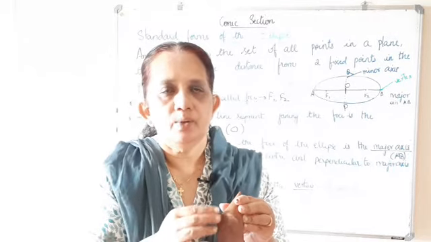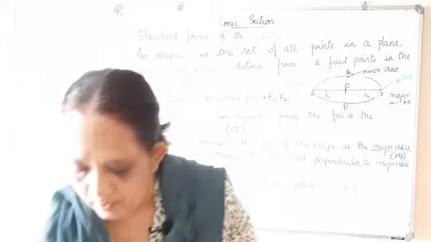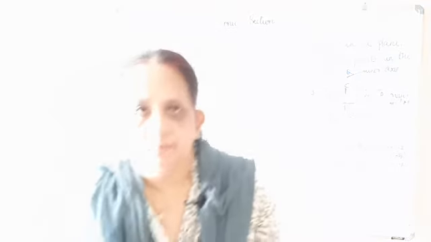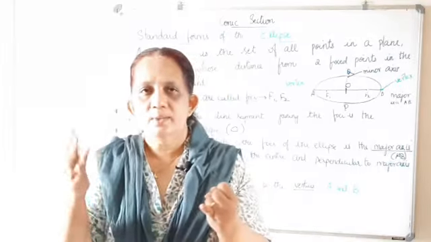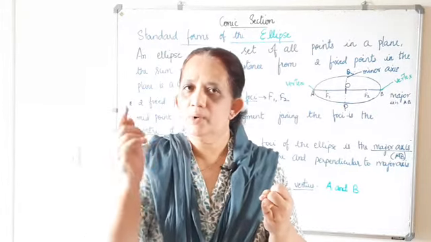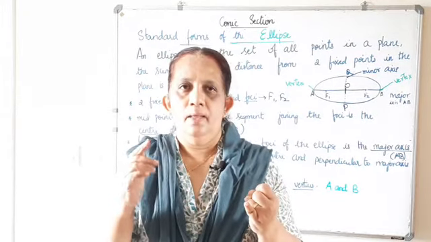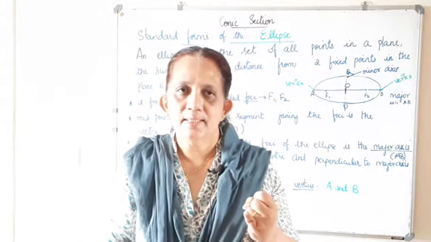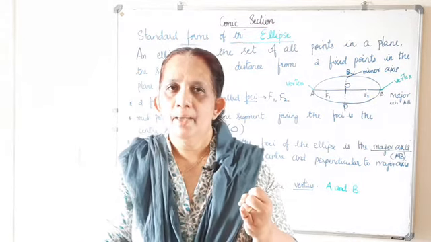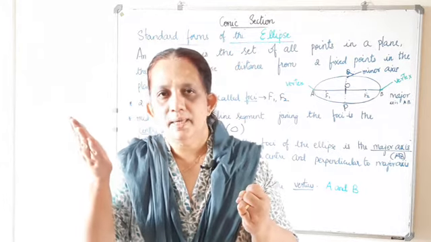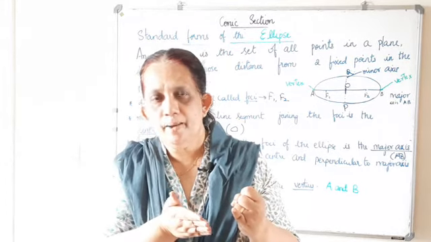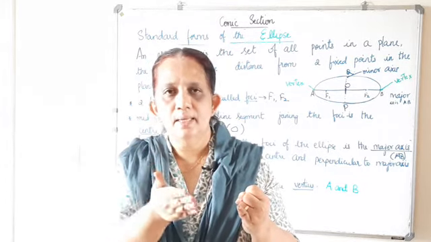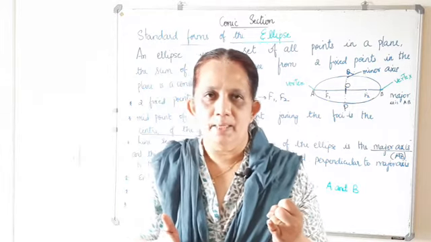So when you slice a cone in different forms, the first one we have studied is when you slice a cone parallel to the base, you get a circle. When you slice a cone parallel to the generator axis, we get a parabola. When you slice a cone slanting to the parallel generator axis, we get an ellipse.